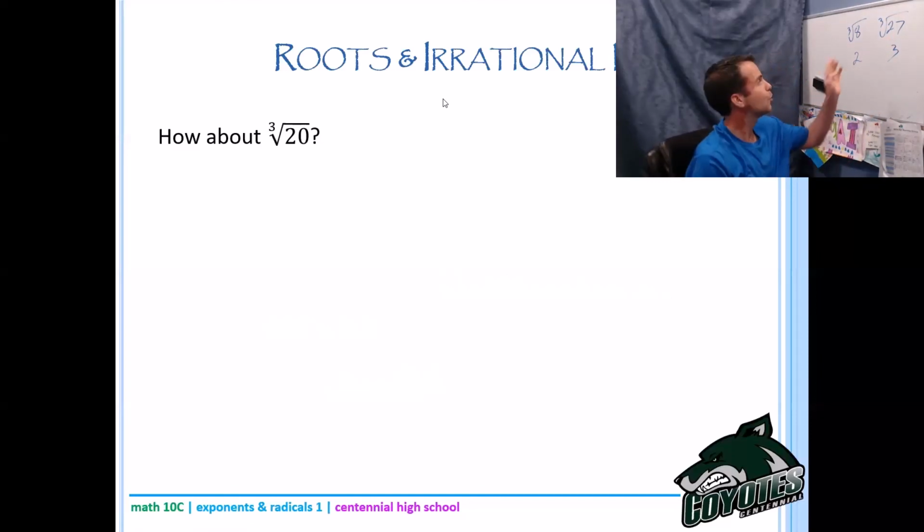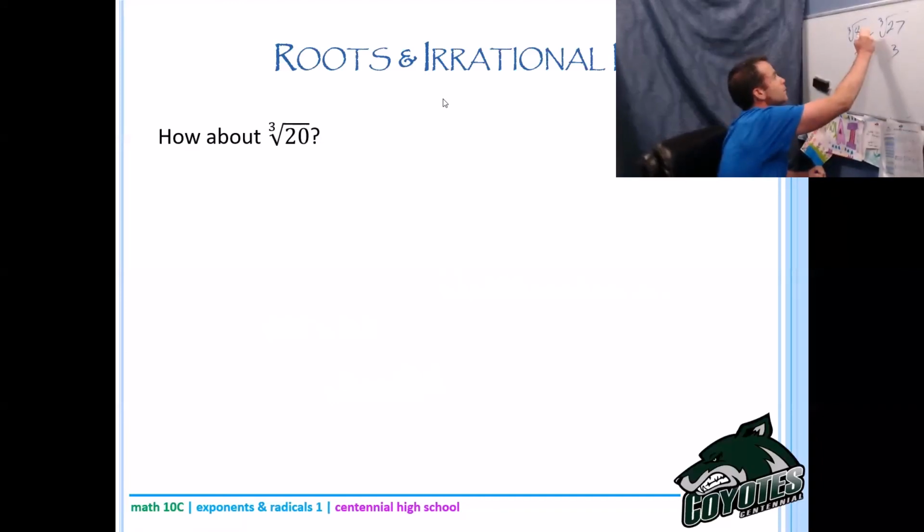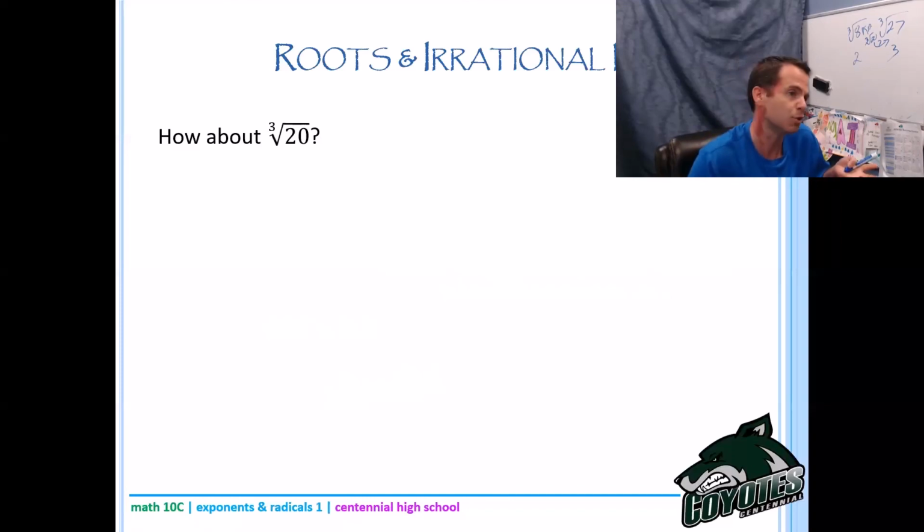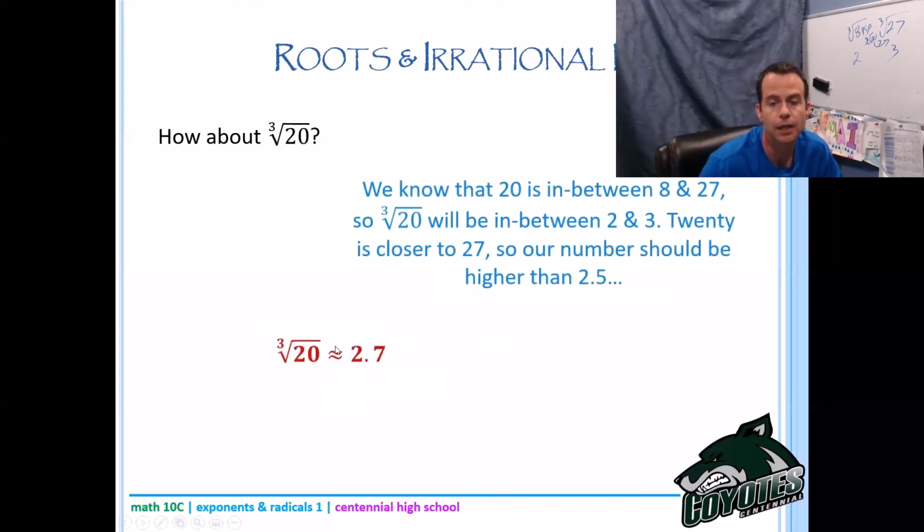Okay, 20, cube root of 20. Well, I would be 12 away from 8, and I would be 7 away from 27, which means I'm closer to 3 than I am to 2. So I should be above the halfway point, maybe 2.6, 2.7. That would be a decent estimation of that. Okay, so I did 2.7 as my estimation. If we were going to check, we just type that in our calculator, and it actually ends up being 2.71.